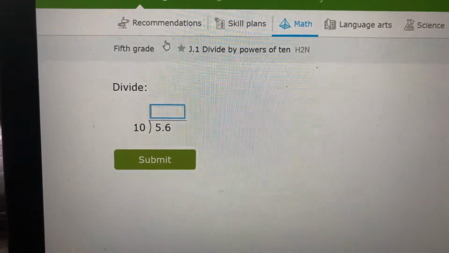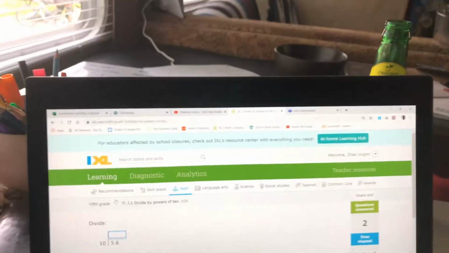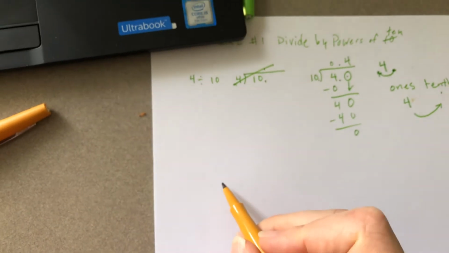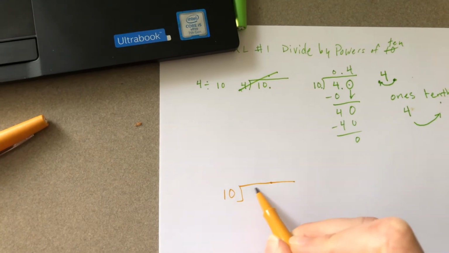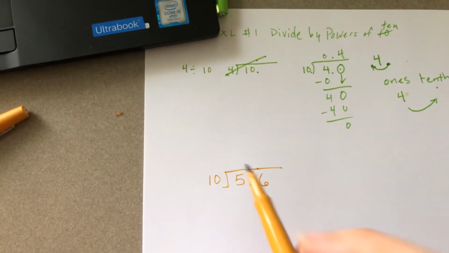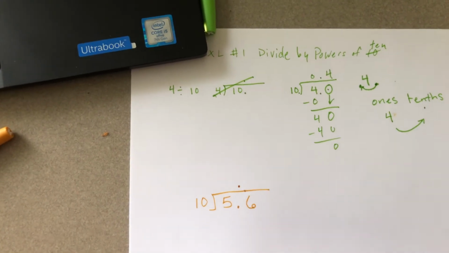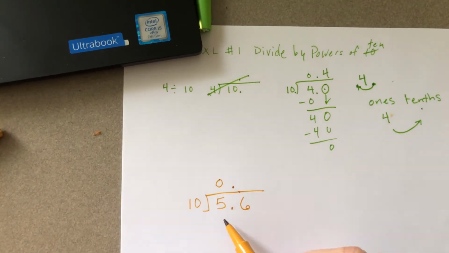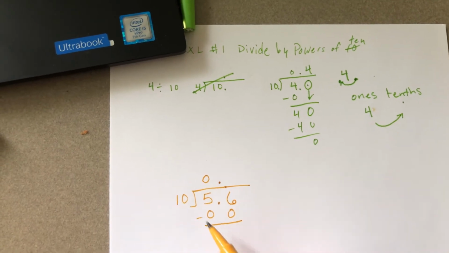All right, let's try this again. So how many groups of 10 go into 5.6? Okay, so let's look at this here. So we're given a decimal. Now I know that 10 doesn't go into 5. All right, well, I'm going to move my decimal up. So that would be 0. Okay, 0 times 10 is 0. I bring the zeros down. Then you subtract.